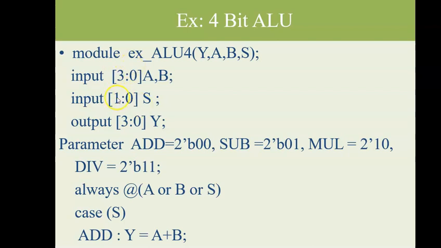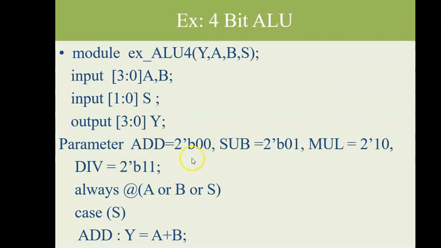Suppose I define this as 2 down to 0, that is 3 bits. Then I can have 2 power 3, 8 options, 000 to 111. But as a simple case, I have chosen only a 2-bit vector. And what is the output? When A and B are 4-bit, output is also 4-bit. As I told you in an earlier lecture, a parameter is a global constant, which I can define here. So add is the 2-bit value 00, similarly 01 subtraction, 10 multiplication, 11 division.